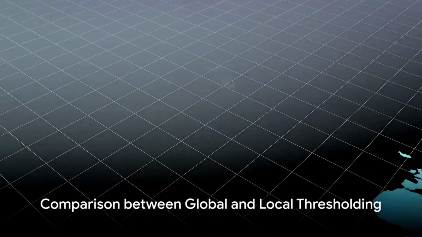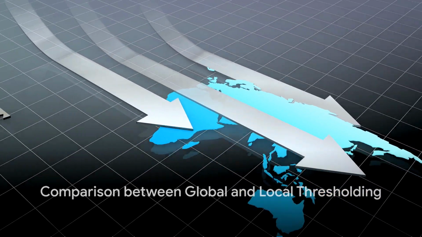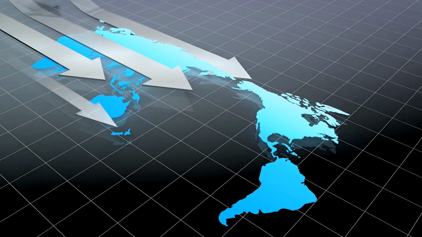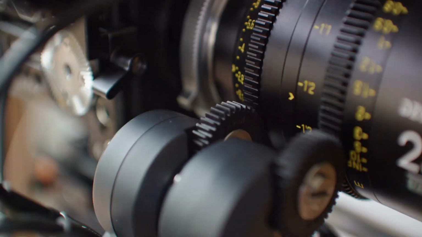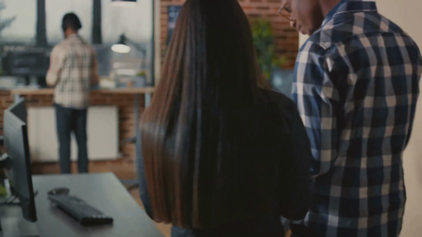In summary, the key differences between global and local thresholding lie in their approach and flexibility. Global thresholding uses a single constant value for the entire image, making it simple and fast. But it might falter when dealing with varying light conditions. On the other hand, local thresholding adjusts the threshold for each pixel based on its neighborhood, making it more adaptable and accurate, but at the cost of computational efficiency.